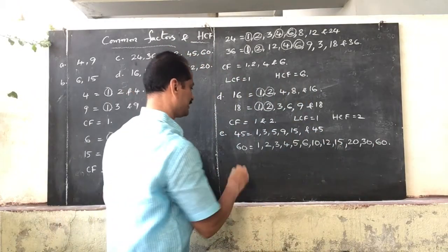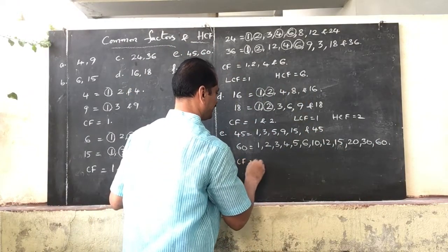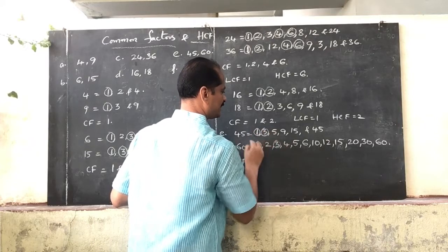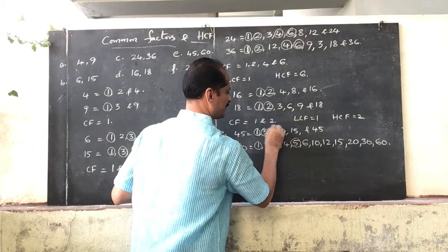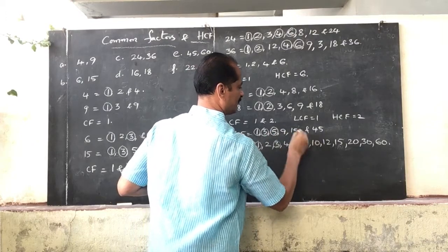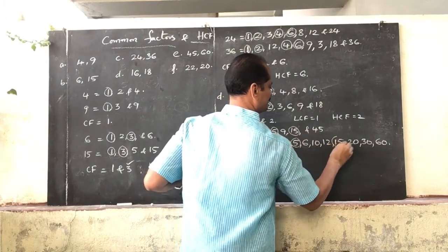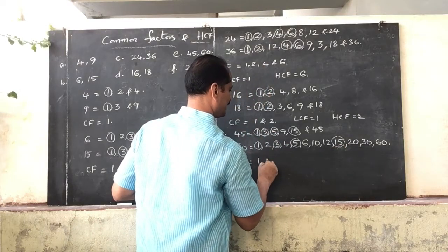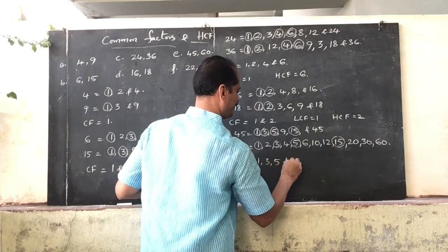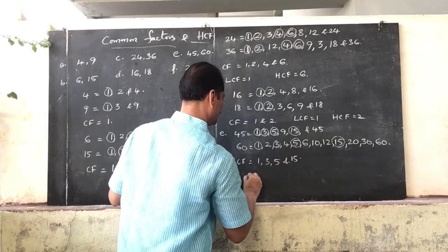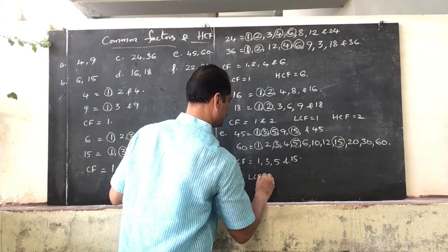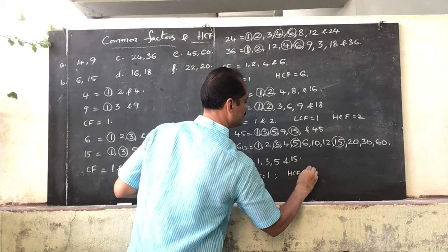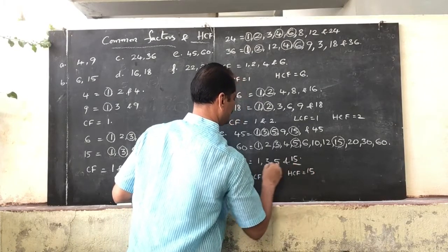Now common factors. Common factors of 45 and 60. 1 is a common factor, 3 is a common factor, 5 is a common factor, then 9, no. 15 is a common factor, then 45, no. So 1, 3, 5 and 15 are the common factors. So the least common factor here is equal to 1 and the highest common factor here is equal to 15. The highest one and the least one.